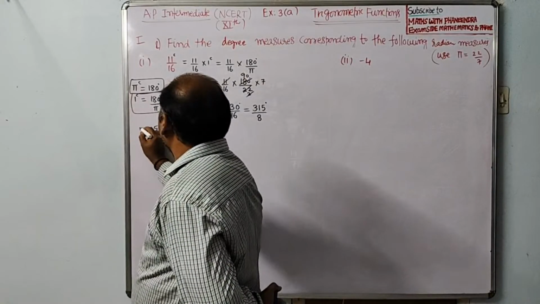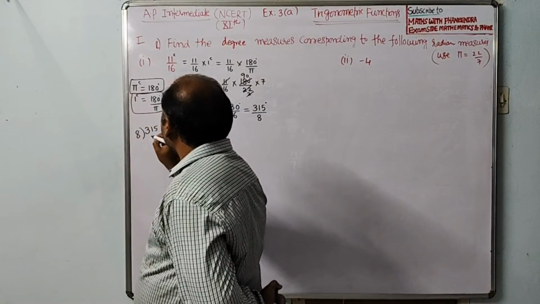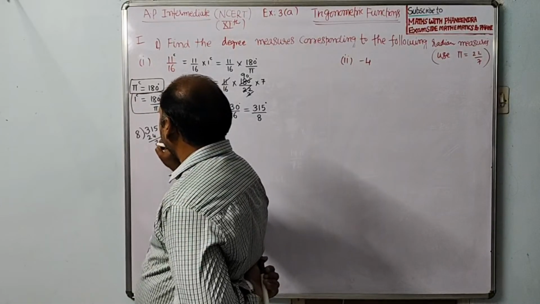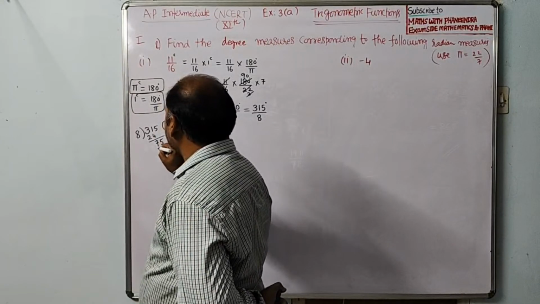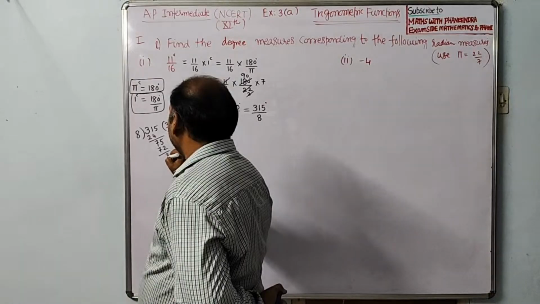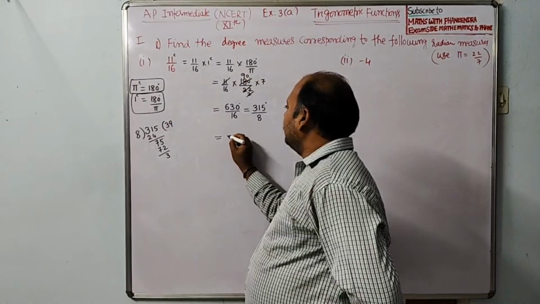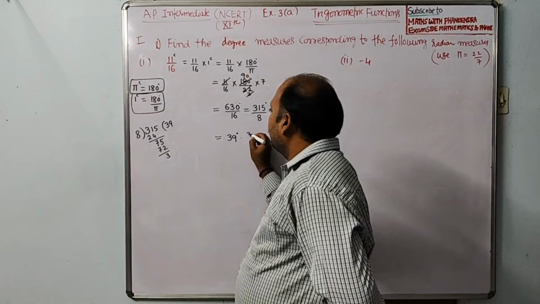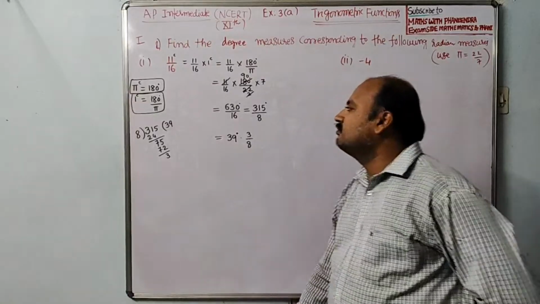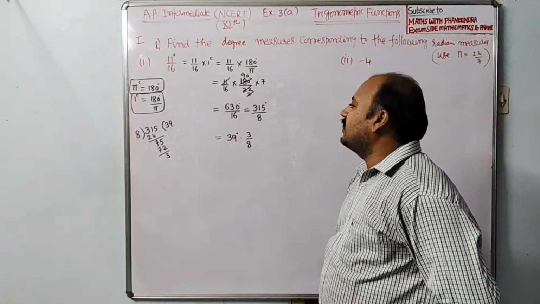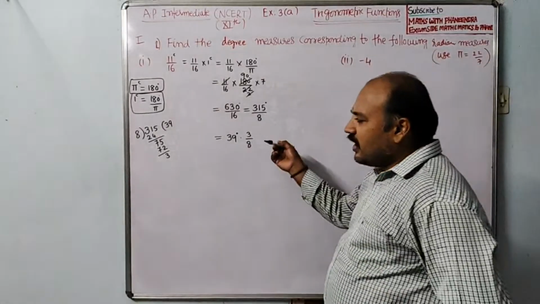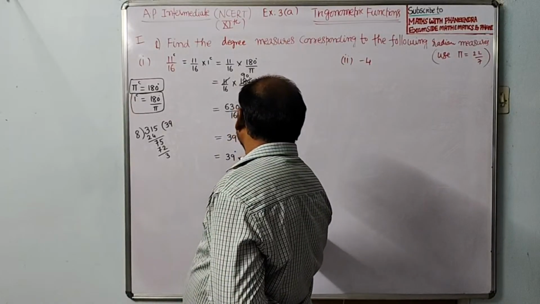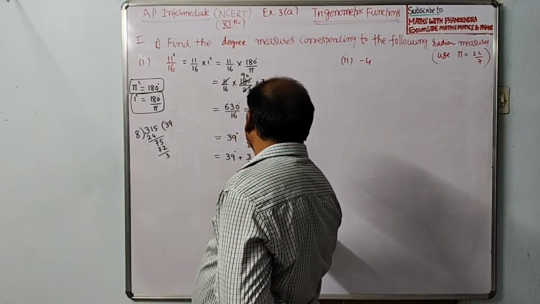315 divided by 8. 8 3s are 24, 8 4s are 32, 8 39s. So 75. 8 9s are 72. So this I am writing as 39 degrees. Here degrees is there, no? 3 by 8. 39 degrees, 3 by 8. Even 3 by 8 is also degrees. So 39 degrees plus 3 by 8 into 1 degree.